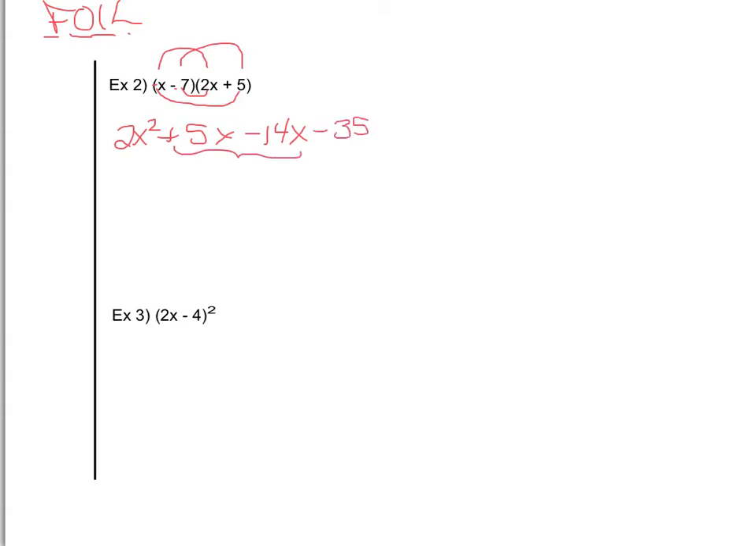I can combine my middle terms and I get 2x squared minus 9x minus 35. Once I've combined my like terms, I am done.